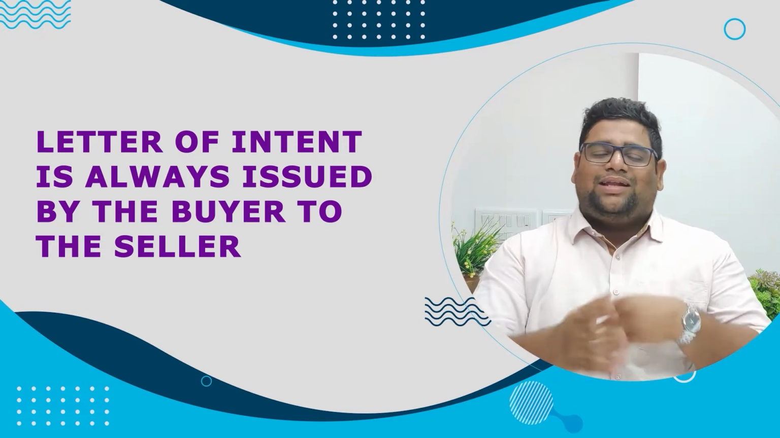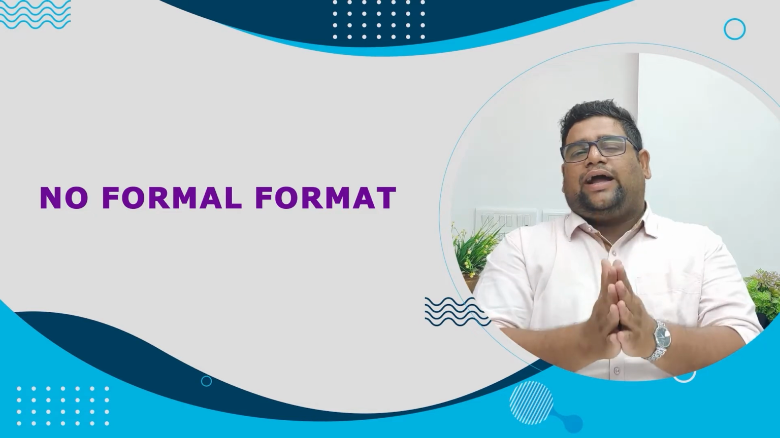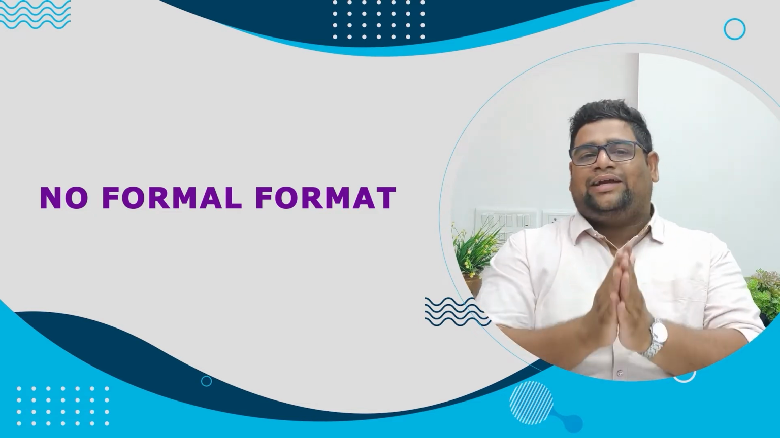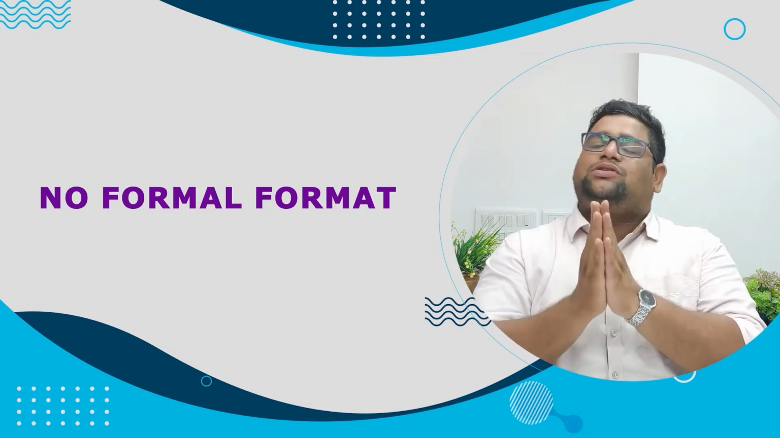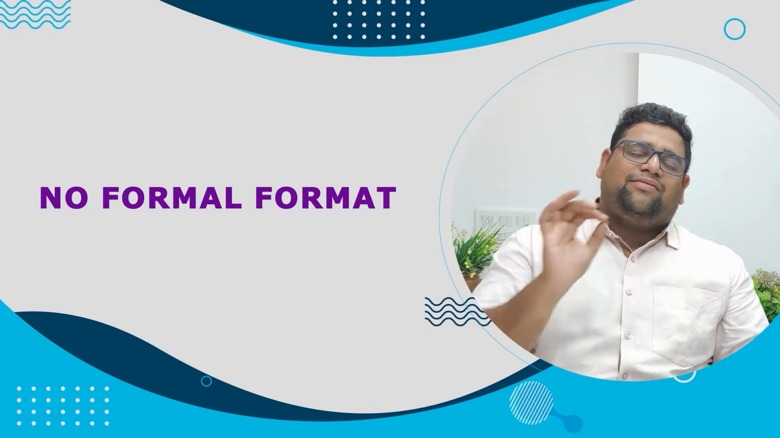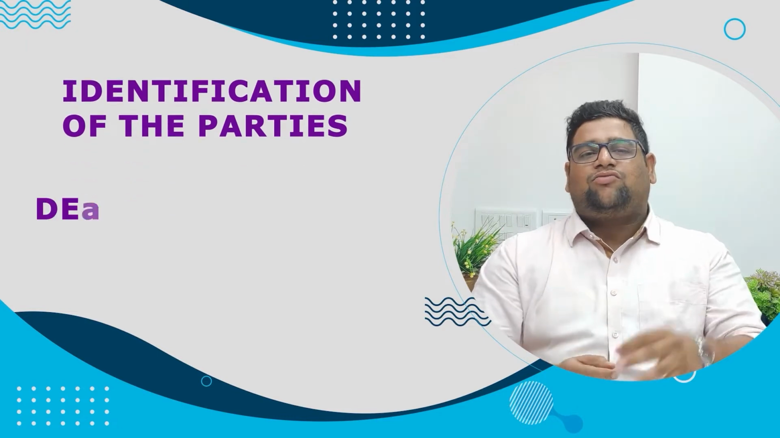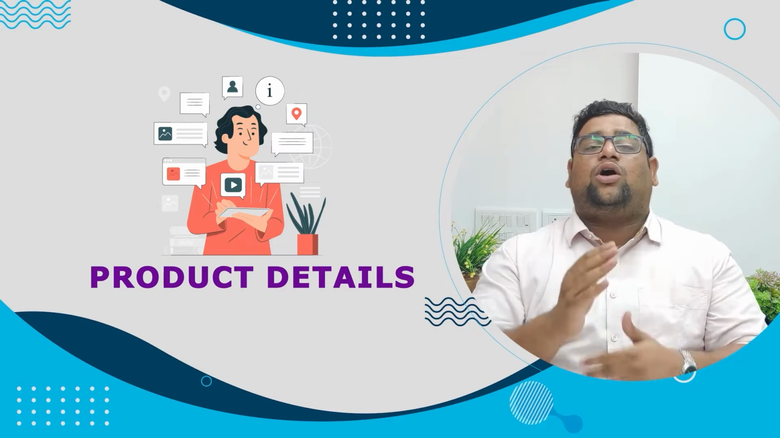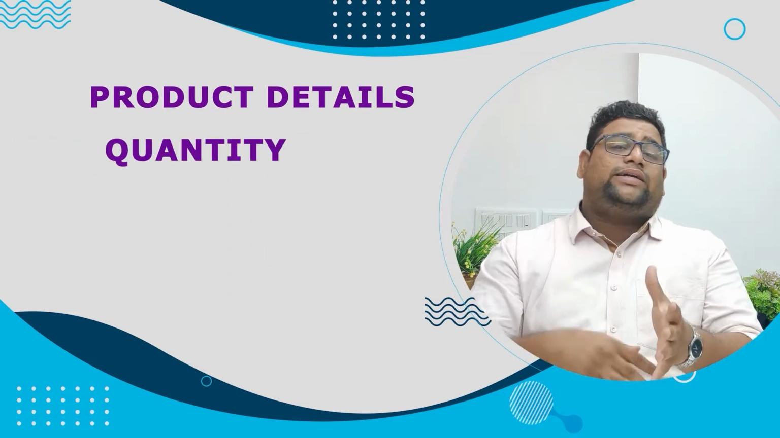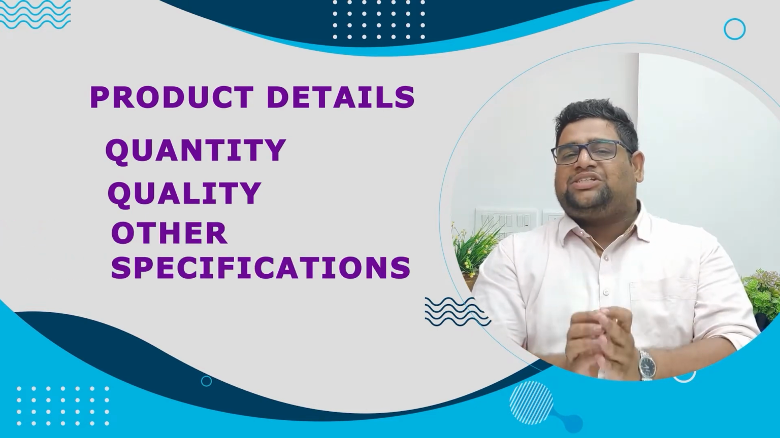Well, in the case of LOI, there is no formal format to it, or any given specific list of items that have to be included in it, because LOI is between one party and another and the details and the terms and conditions in it vary a lot. But the major items which would almost always be present in every type of LOI would be, first of all, the identification of the parties, meaning the details of both buyer and seller. Secondly, there would be product details, and it would cover all the aspects of the product like the quantity, the quality, and other specifications or criteria if mentioned as per the deal.